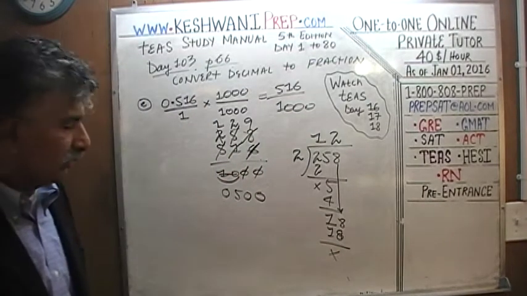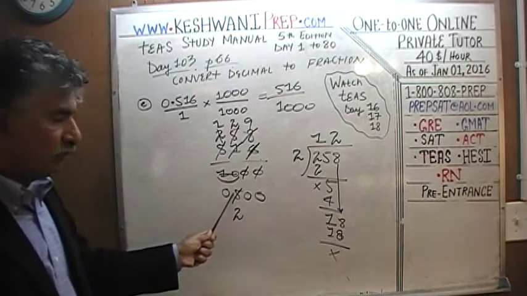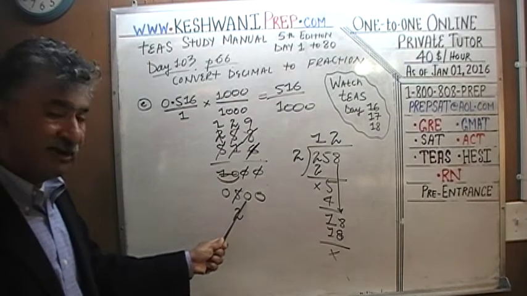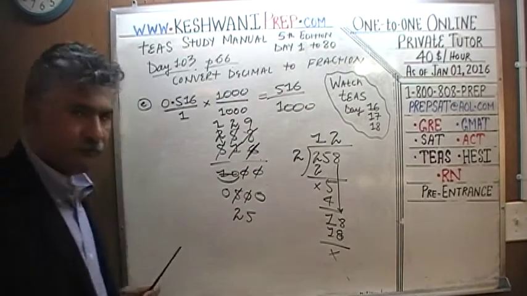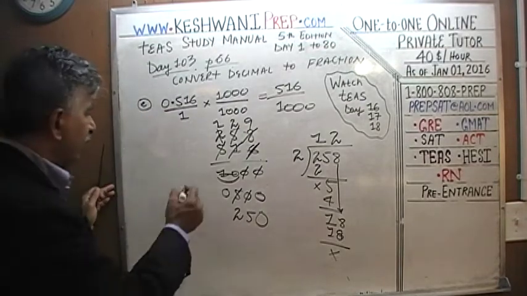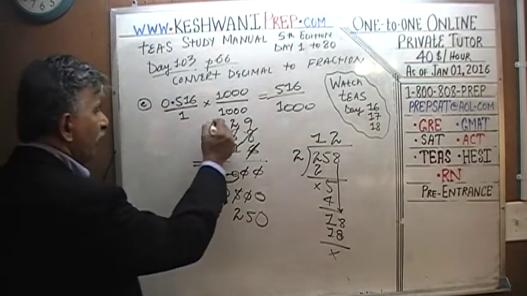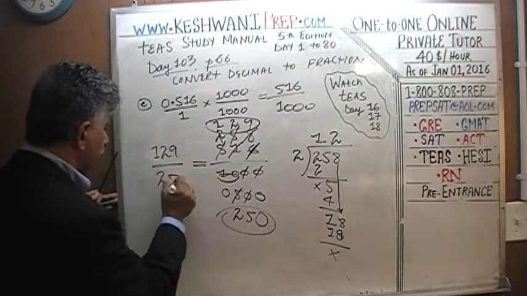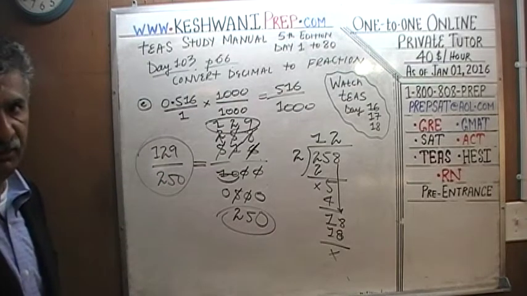Now let's divide the bottom by 2. How many 2's does 5 have? 5 has 2 twos. 2 twos are 4. After we take away 4 from the 5, we have a remainder of 1. That one goes and joins the 0 and becomes a 10. And 10 has 5 twos. How many 2's does 0 have? 0 has no 2, it's just a big fat 0. So finally, what we find is that 516 divided by 1000 is actually 129 over 250. Now this fraction cannot be reduced anymore, and therefore that's the right answer.